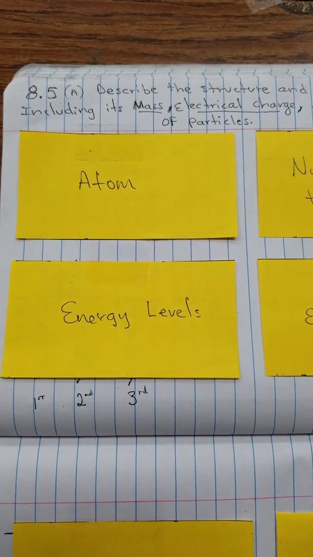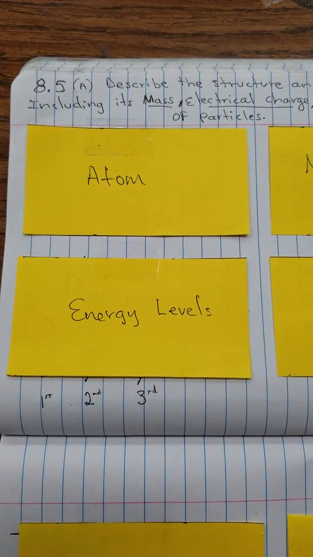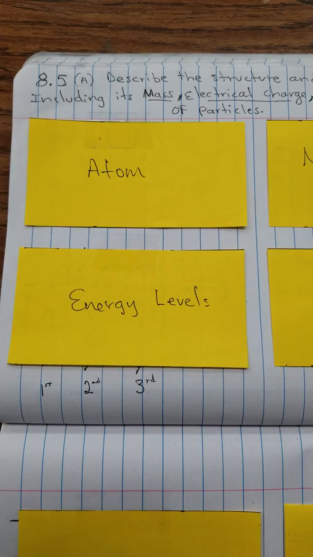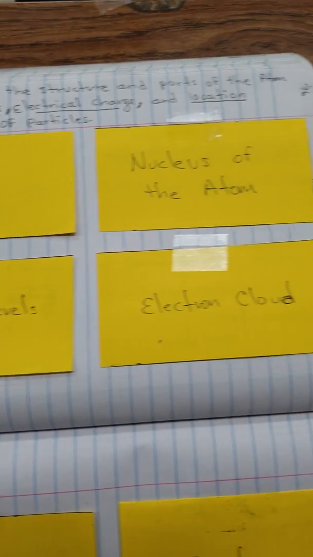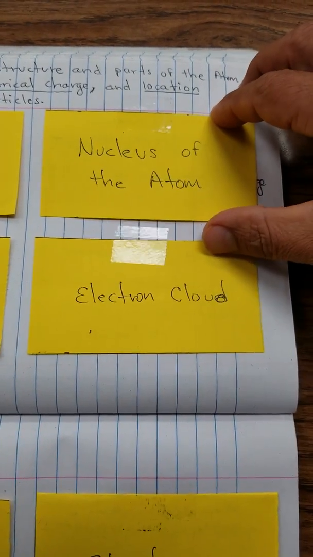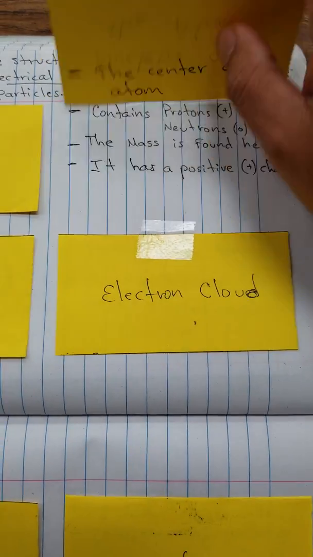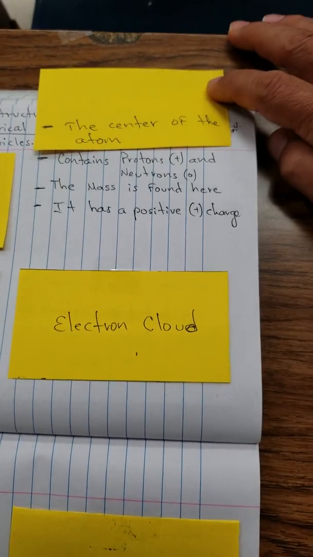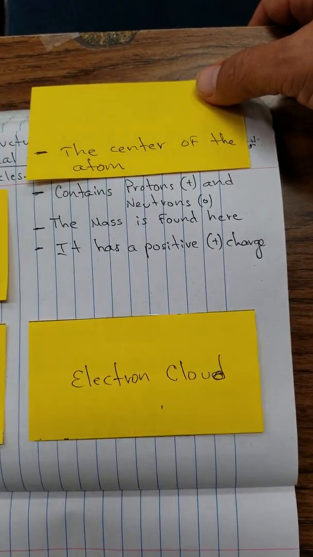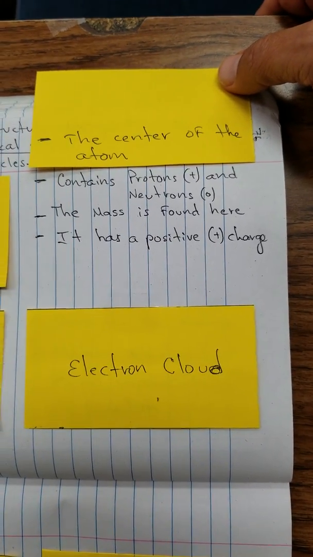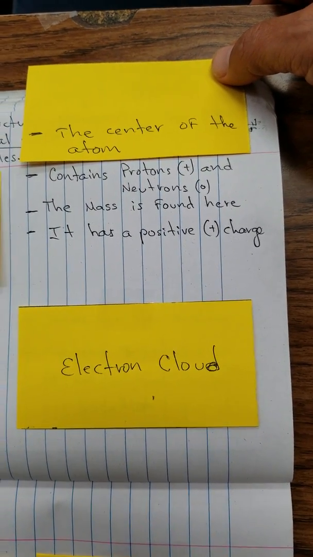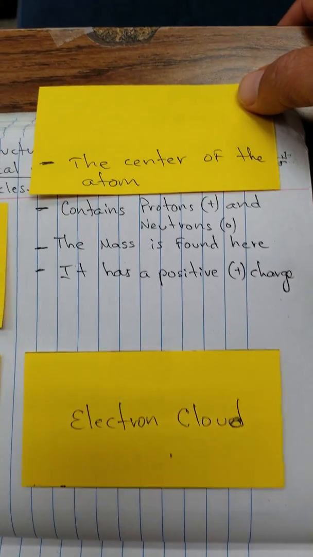Just keep in mind that the video is going to go fast, so you can pause the video so you can write the information down. The nucleus of the atom is the center of the atom, and inside the nucleus, there's a couple of things that you got to keep in mind and write down. This is the center of the atom. It contains two types of particles, protons and neutrons, as you can see.